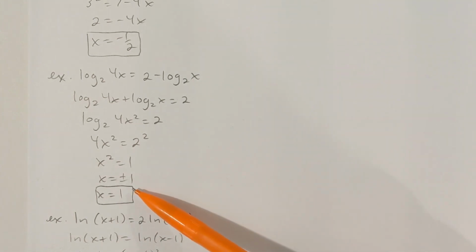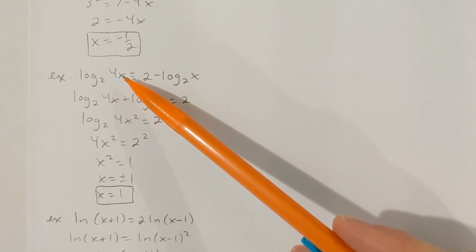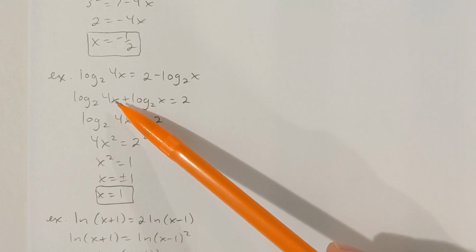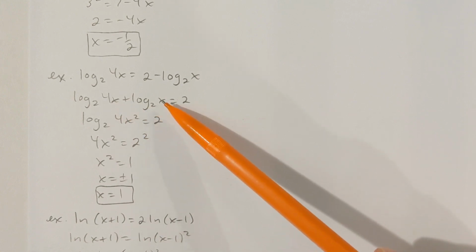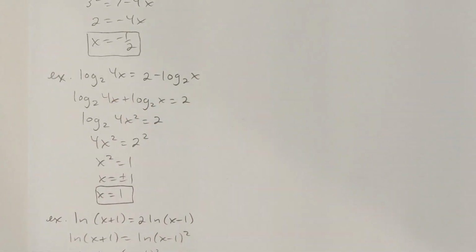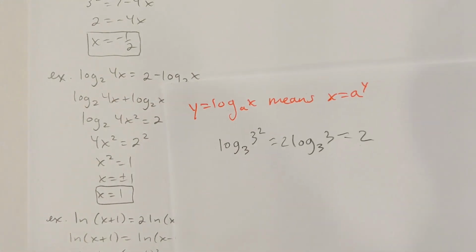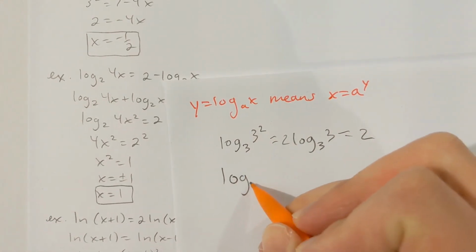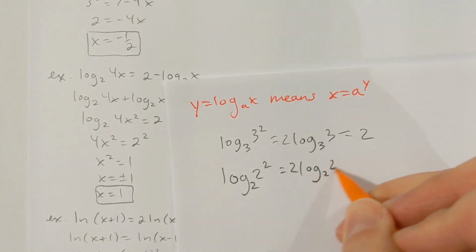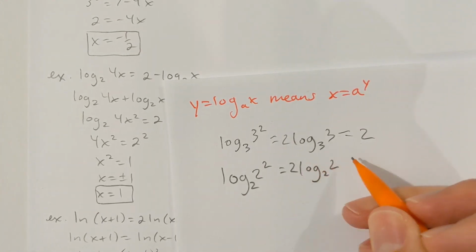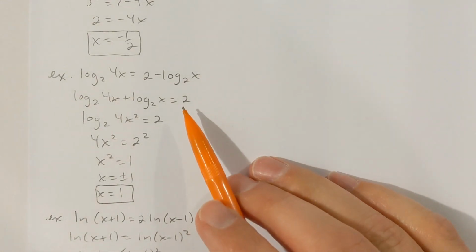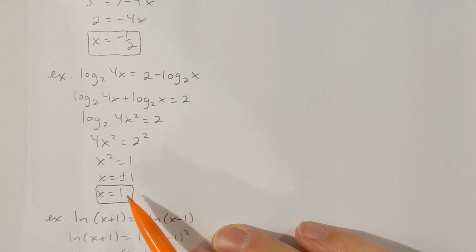If x is 1, then we've got log base 2 of 4. Actually, if I use this line here, log base 2 of 4 plus log base 2 of 1. Well, log base anything of 1 is 0. And so is log base 2 of 4 equal to 2? Yeah, because log base 2 of 4 is the same as log base 2 of 2 squared, and I can bring that 2 in front. Log base 2 of 2 is 1. 2 times 1 is 2, and that's the number that I see on the other side of the equation here. So 1 is going to be kept, negative 1 is extraneous.